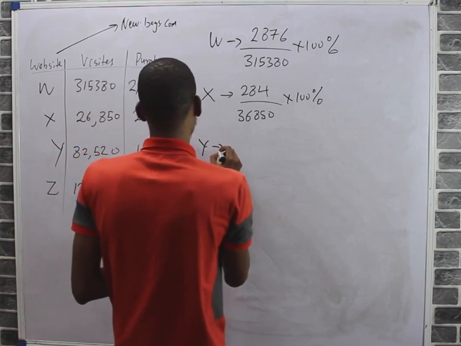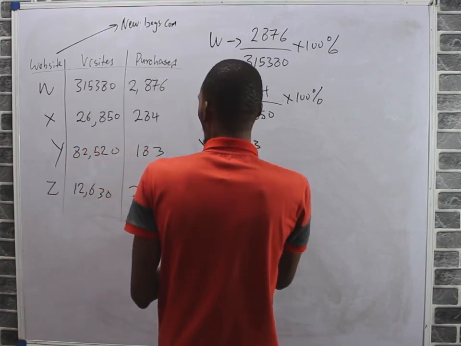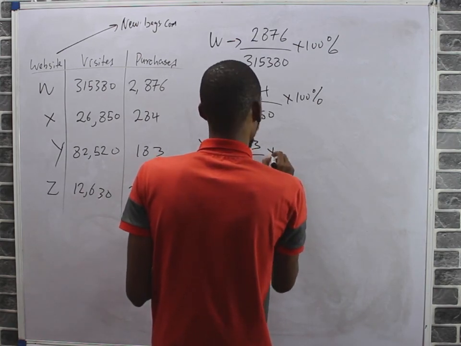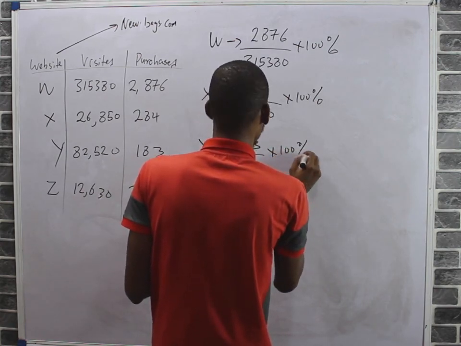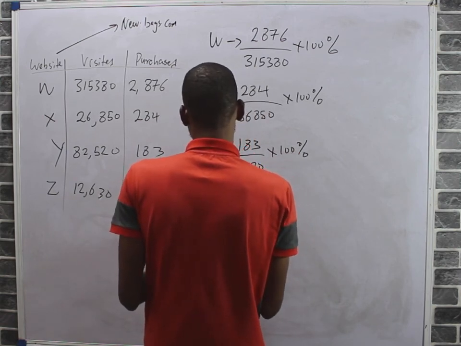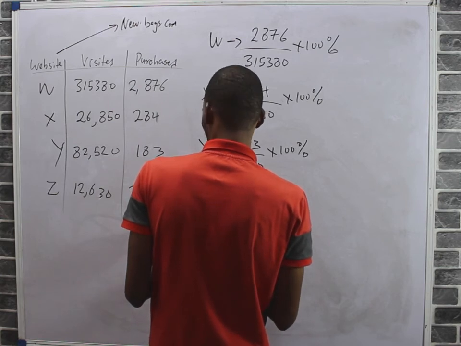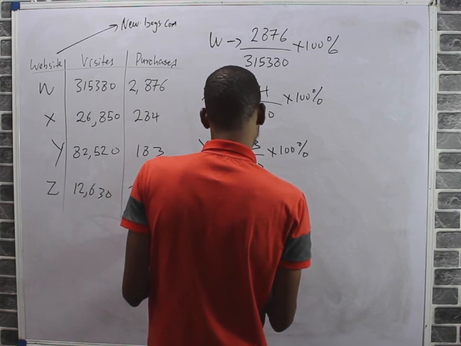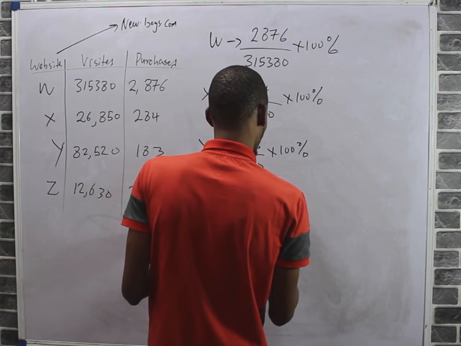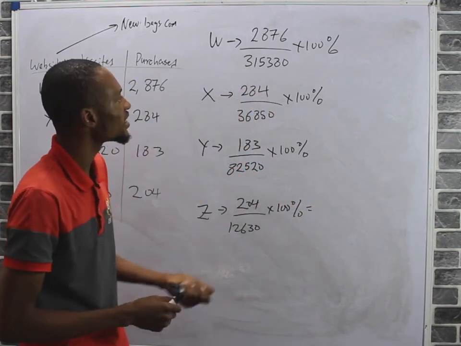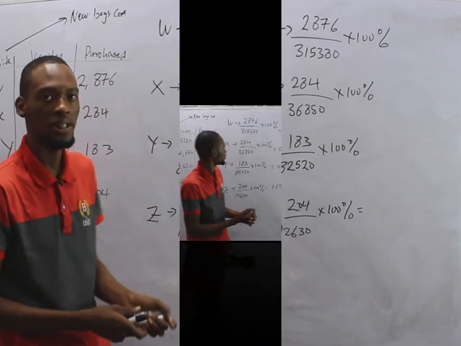Similarly, for Y, it will be 183 over 82520 times 100%. For Z, 204 over the total. So we simply calculate this and see which has the highest percent.